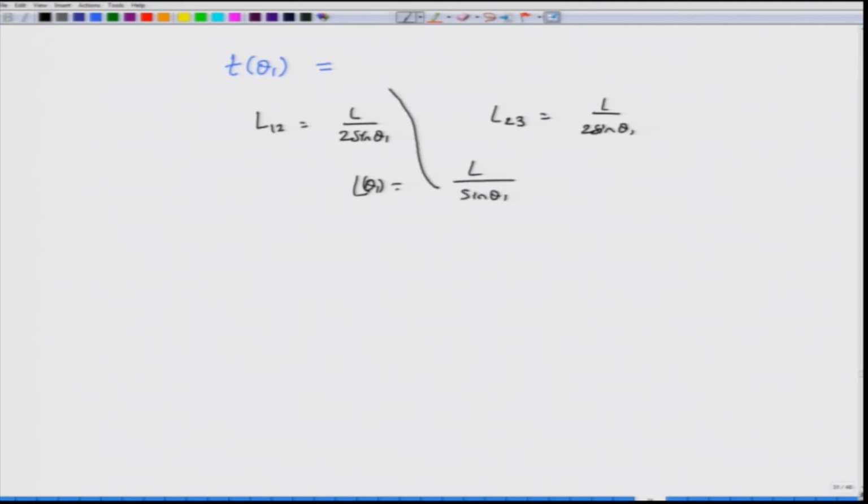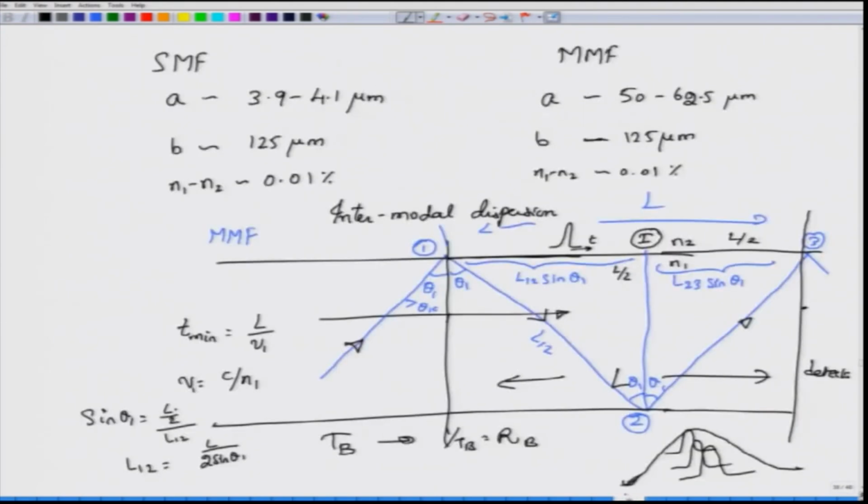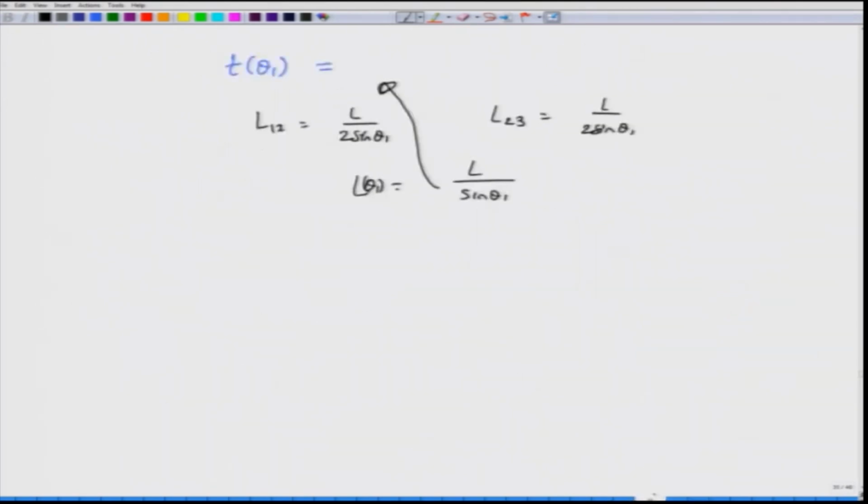Therefore, the time taken for the ray of light propagating along this blue line, making an angle of theta 1 with respect to the normal of the core cladding interface, is L by sin theta 1 with a velocity v1. So the time taken is L by sin theta 1 times v1. I know that v1 is given by c by n1, which is the phase velocity of the ray of light inside the core. Therefore, the time taken for a ray making an angle theta 1 is given by n1 L by c sin theta 1.